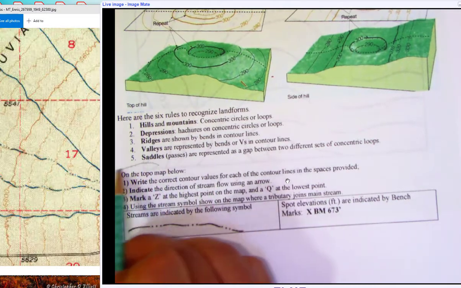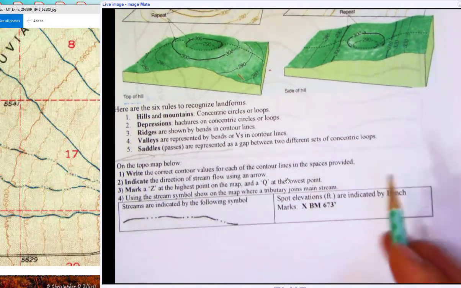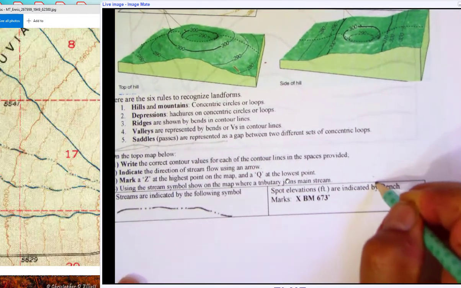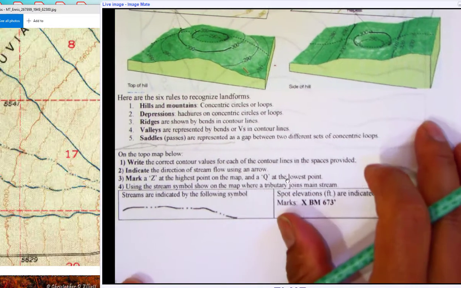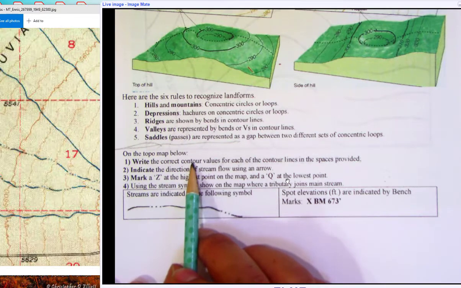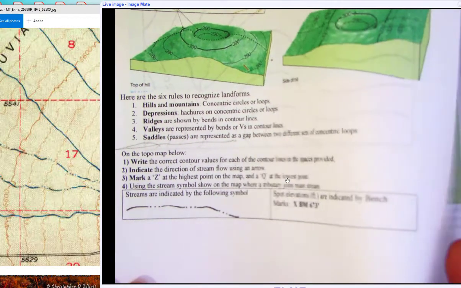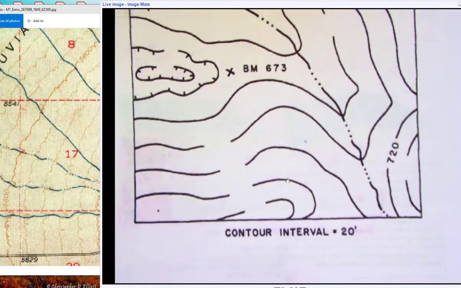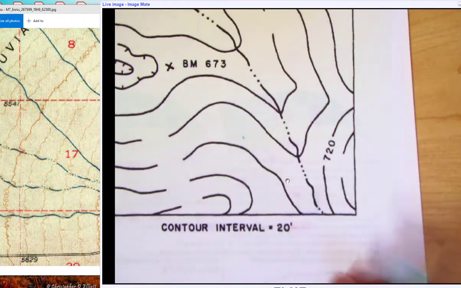For this lab, I'm really going to look at this problem closely, because you're going to work on this topographic map on the next page. So we're going to write the correct elevations, right? It's talking about this map on the next page right here. And one thing, they do give us one contour line, and they do give us a contour interval.